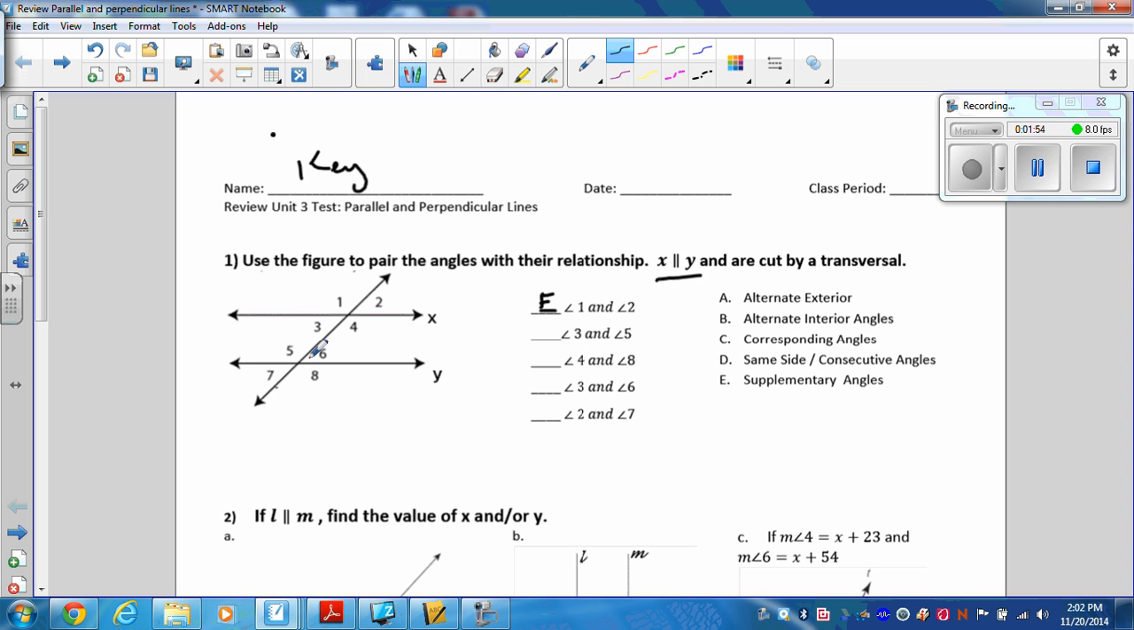3 and 5 are same side consecutive angles. That's choice D. 4 and 8 are corresponding angles, choice C. 3 and 6 are alternate interior angles, that's choice B. 2 and 7 are alternate exterior angles, giving us choice A.